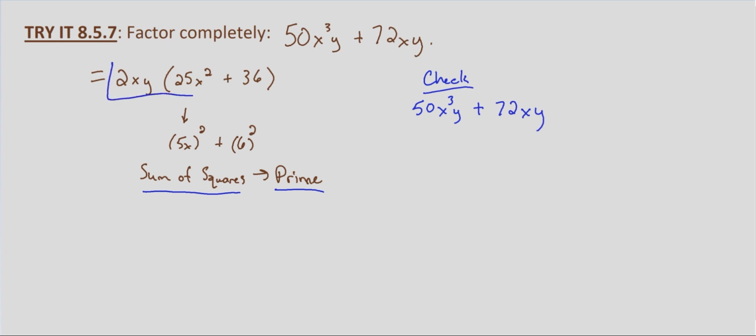2xy, we just factor out the greatest common factor, and then that's multiplied times what's left in here, the sum of squares. So 2xy times 25x squared plus 36, that's the factored form of 50x cubed y plus 72xy.